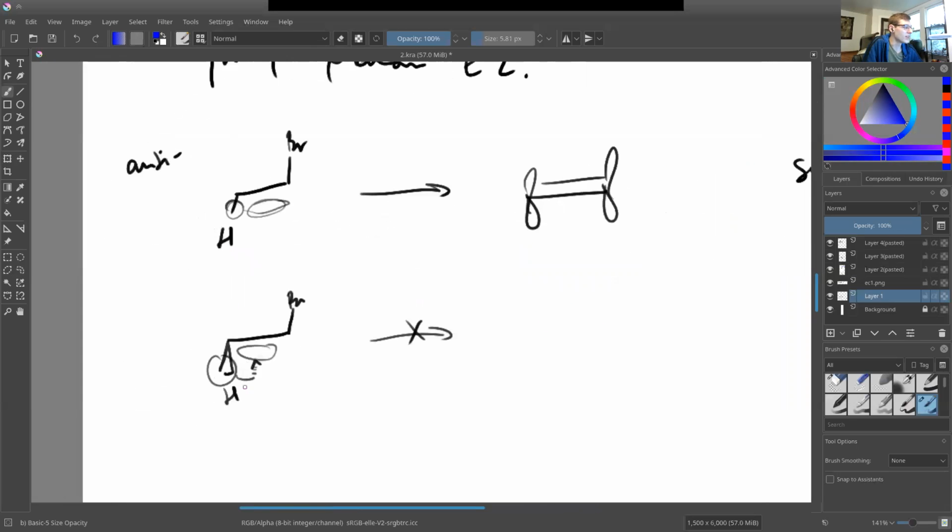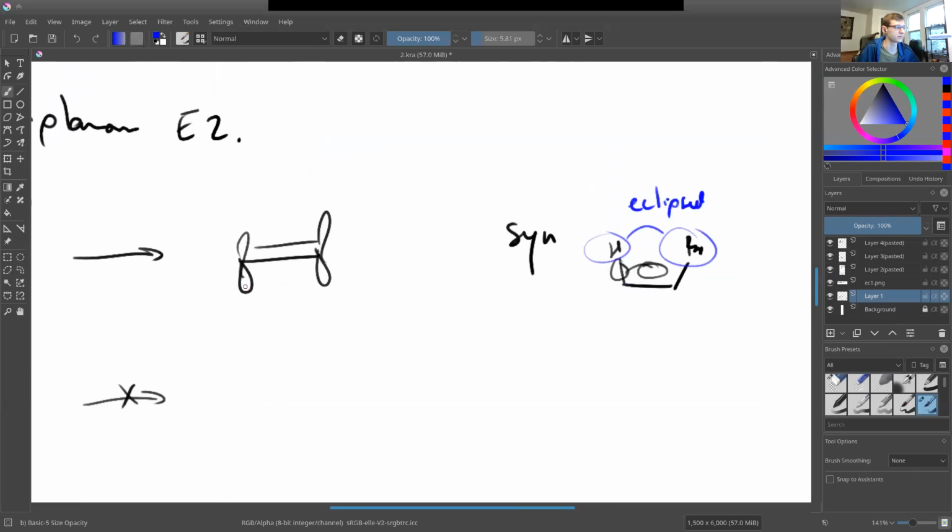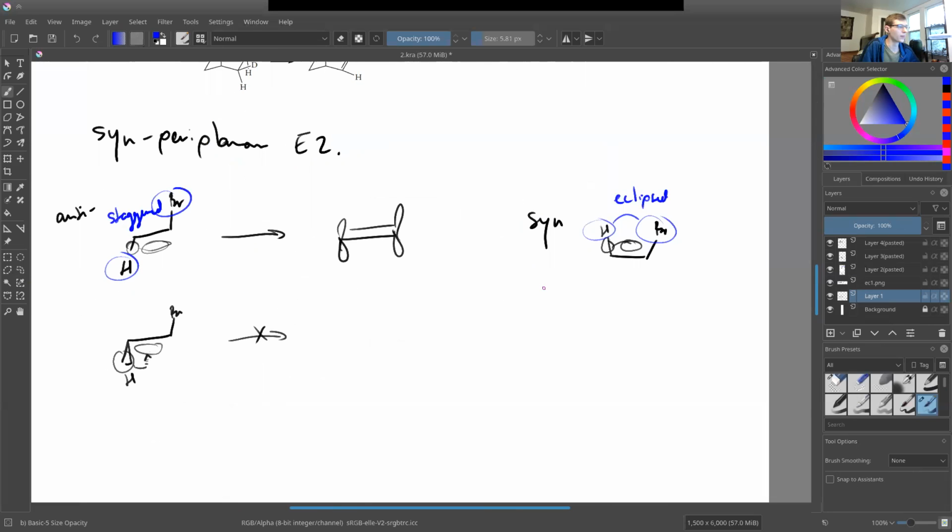In this case, these two are staggered, so this is a nice conformation. This is something that we like to be in. This is much better. But over here, it's eclipsed. In both of these cases, though, the hydrogen and the bromine are lined up at 180 degrees or 0 degrees. They're both along the same line, the same axis.